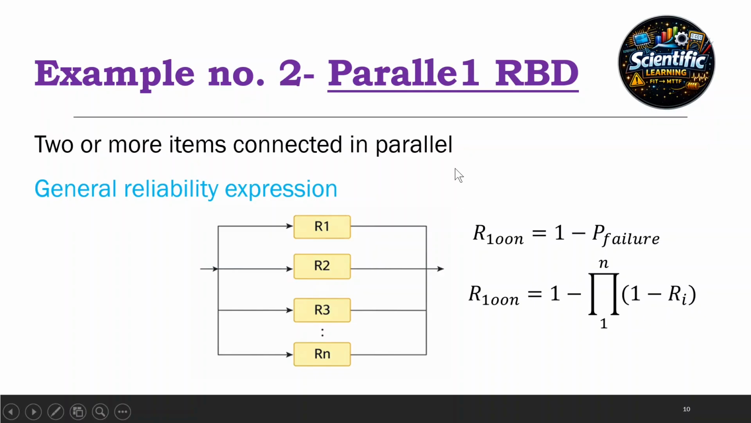So for a parallel configuration to fail, all these n items need to fail. So they are multiplied together, with which we get the failure probability, and this term is subtracted from 1 to get the reliability of this configuration.